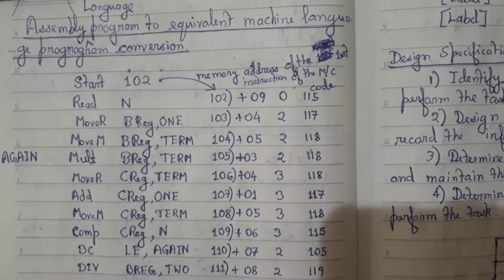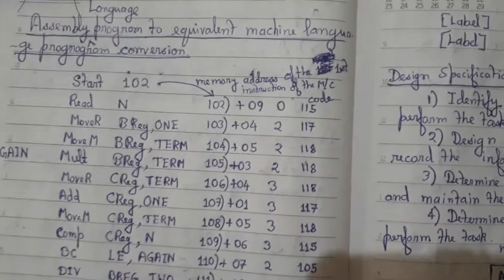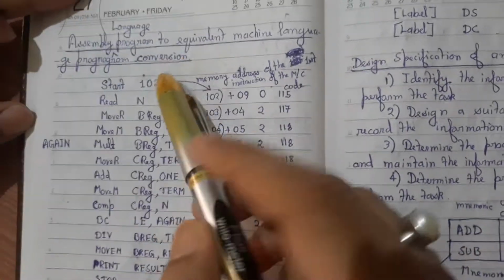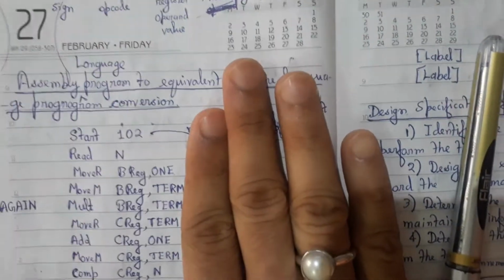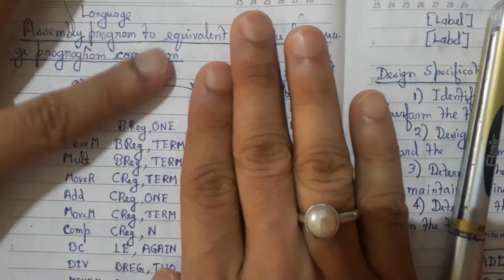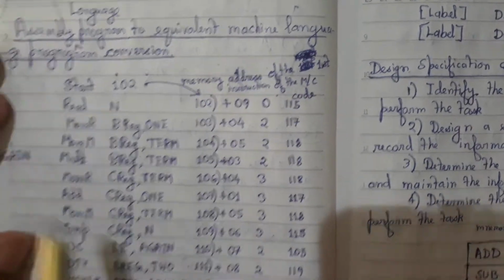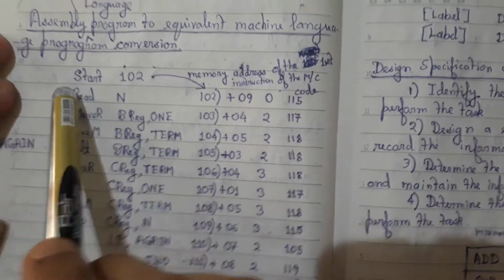Today we will study how to translate an assembly language program to an equivalent machine language program manually. So we have an assembly language program. This is the assembly language program we have. We will translate this assembly language program to the equivalent machine language program. So let us start from the first statement of the assembly language program.